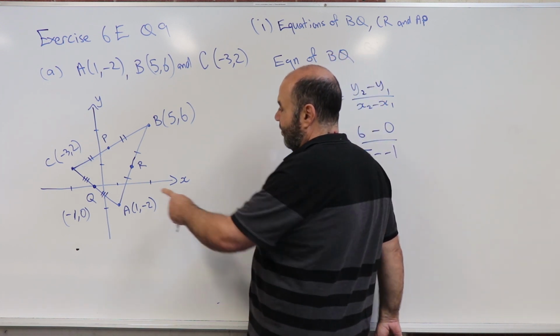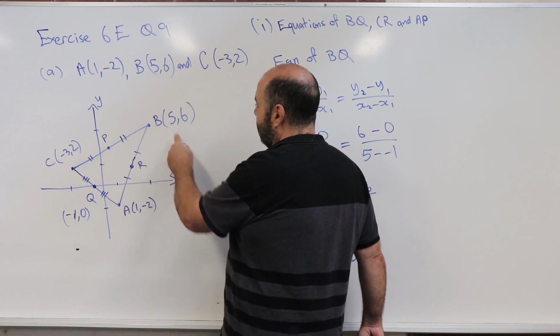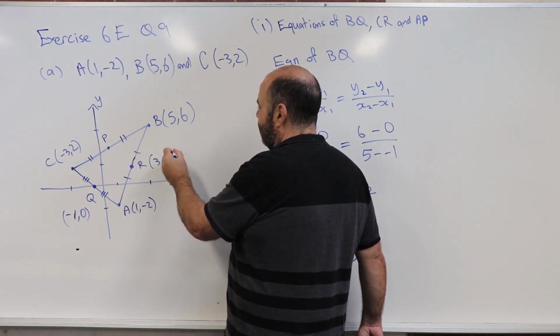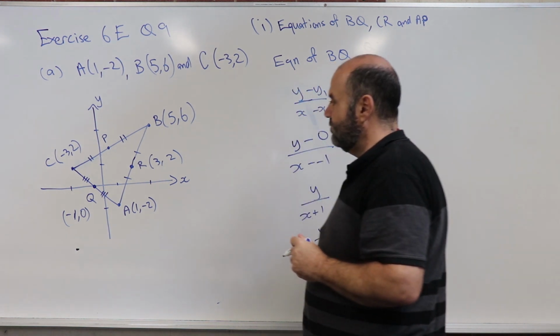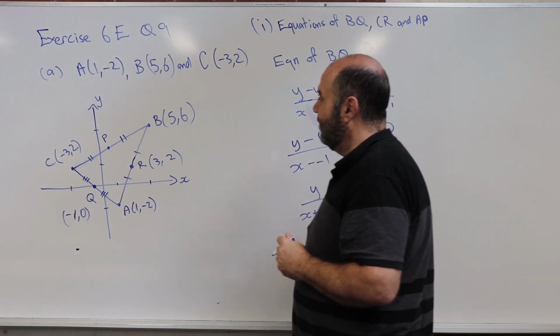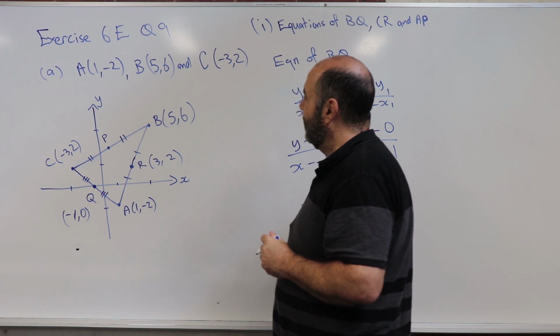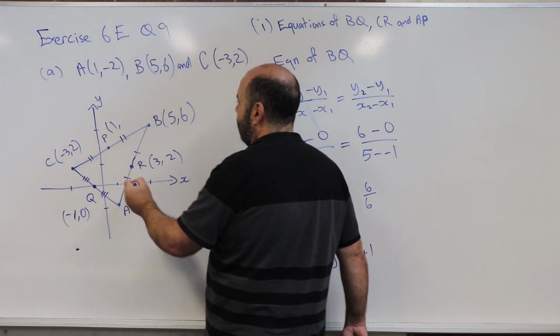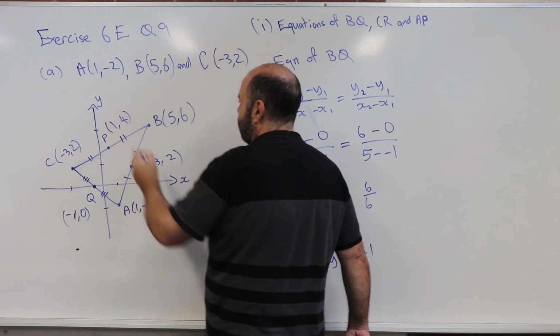The midpoint of AB is going to be 3, 2. And the midpoint of CB is going to be 1, 4.